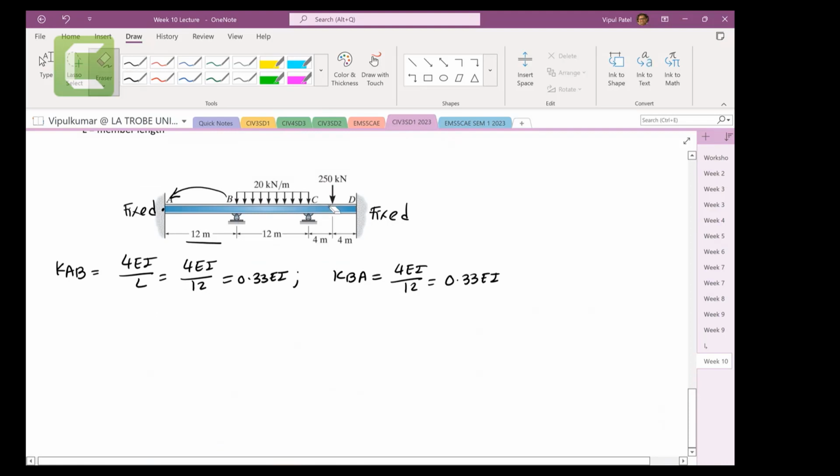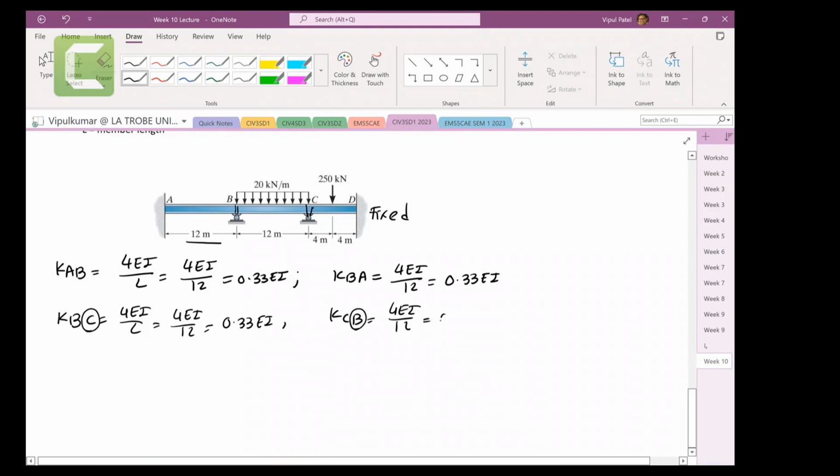Now the next one is KBC. For KBC, you need to look at C. C is fixed. 4EI on L, 4EI on 12, so 0.33EI. KCB, again 4EI on 12. Look at B. B is fixed. So you have 0.33EI. And stiffness of CD, look at D. D is fixed. So 4EI on L, which is 4EI on 8, gives me 0.5EI.